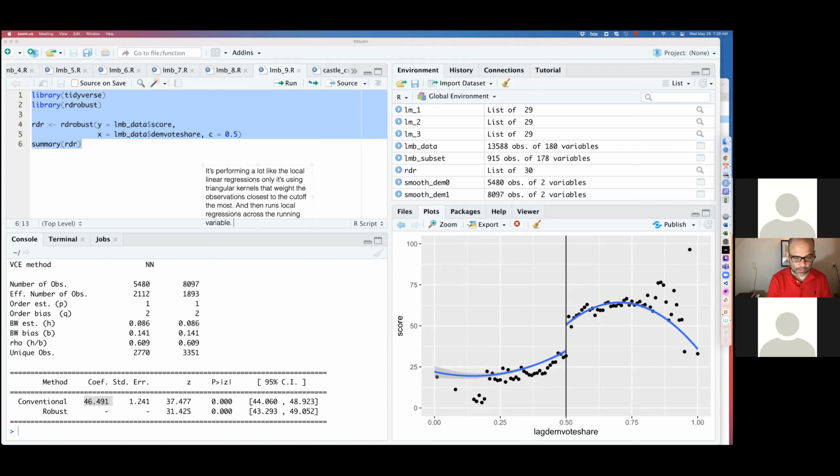And this is using a package called RD robust, which was written by Cattaneo et al. I can't remember the exact year, but it was one of many of these authors' contributions to RDD.